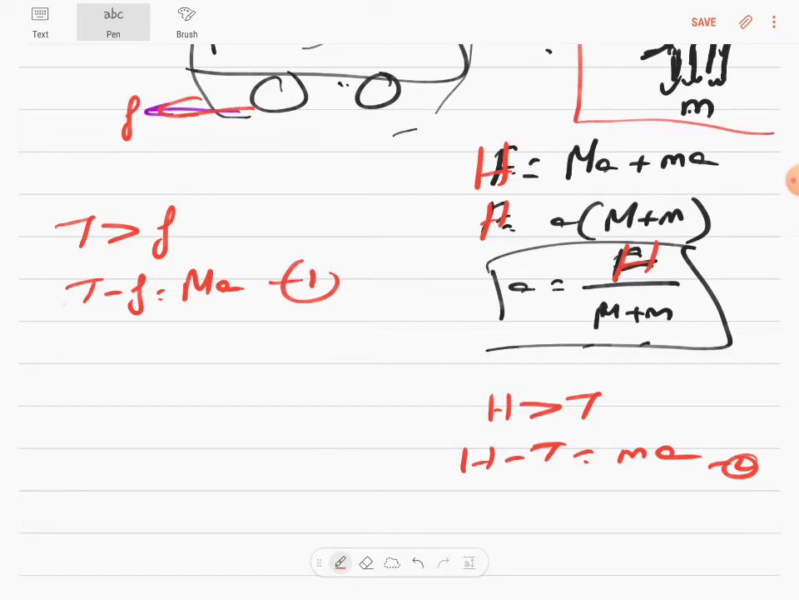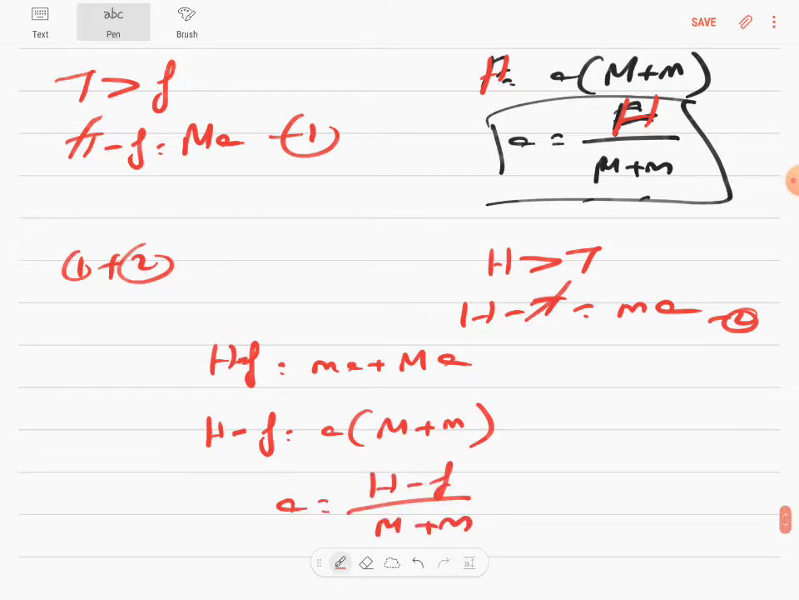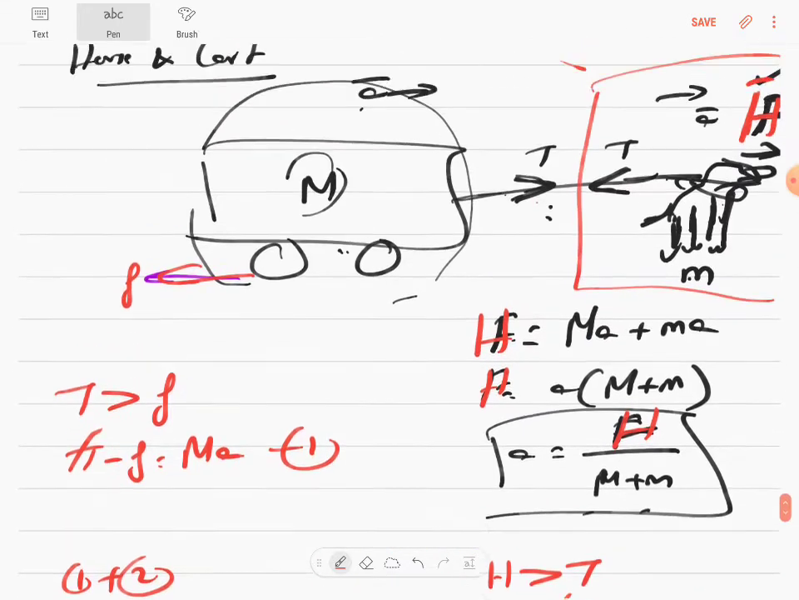Can you see, we can add the two equations, a 1 plus 2, a T and a T is getting cancelled, and you get a H minus F is equal to small m into A plus capital M into A. H minus F is equal to A common, capital M plus small m. So A is equal to H minus F by capital M plus small m. In the absence of external force, in the absence of frictional force, it will be just F by M plus M. That's what I did here.